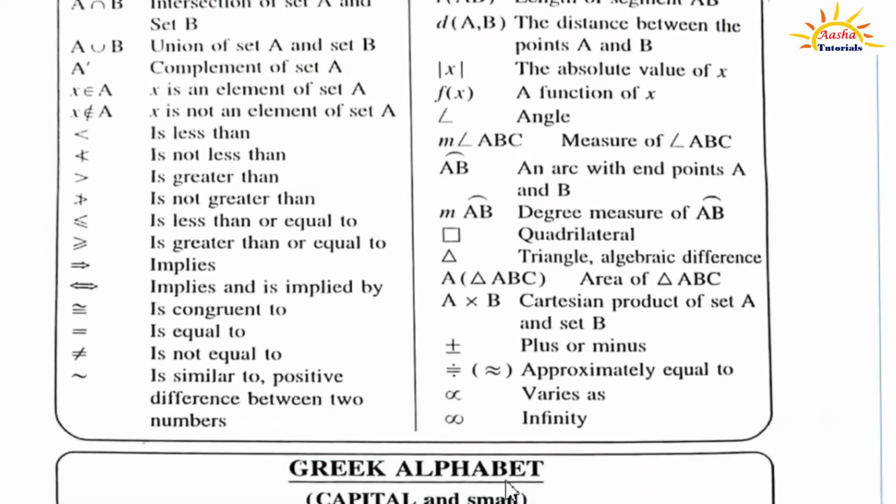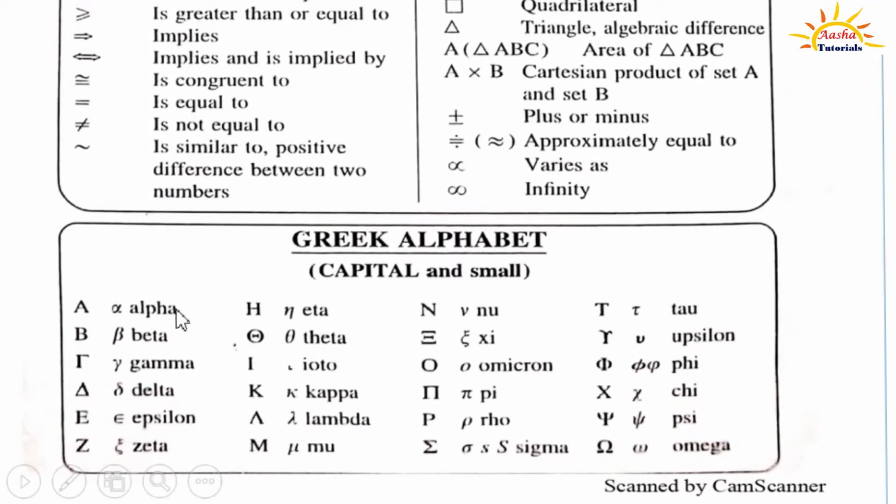Then there are certain Greek alphabets which are given, like alpha, beta, gamma, delta, their notation and what we call them. These are also very helpful in physics, chemistry as well as in other sciences.